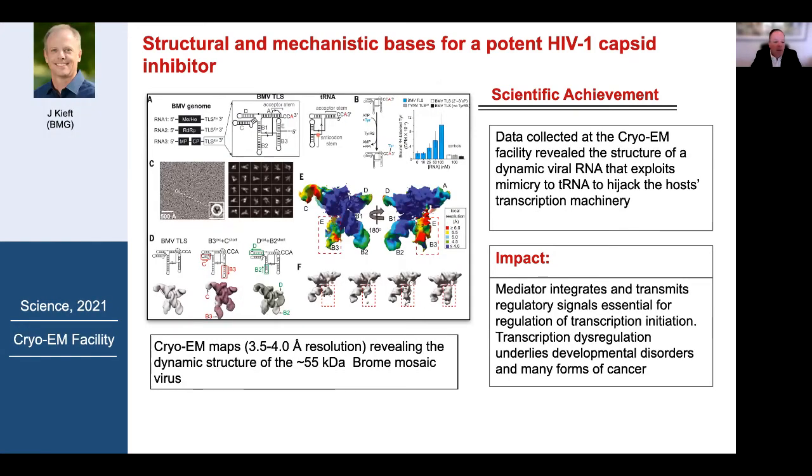A more recent example from last year came from Jeff Kift's lab. He and Steve Bonilla, a postdoc in his lab, used CryoEM and the resources at the facility to calculate a cryo-EM map of a very small, about 55 kilodalton, viral RNA that mimics tRNA and uses that to exploit and hijack the transcription machinery of host cells. Like I said, this was published in Science last year.